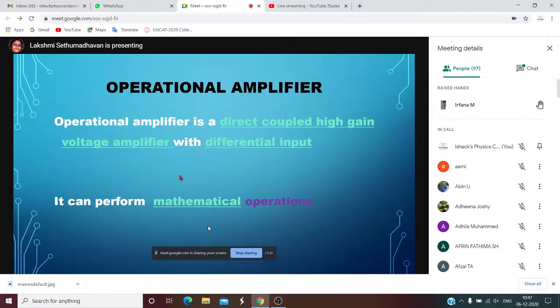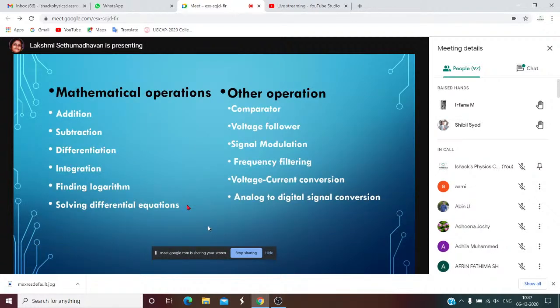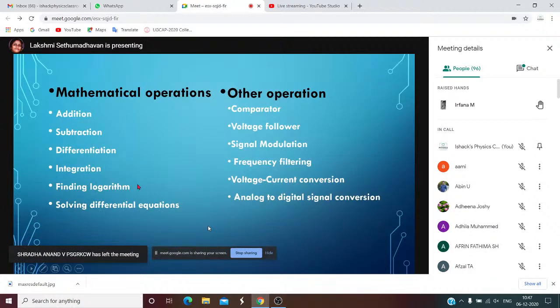Now, why is it called an op-amp, or operational amplifier? It's just because it is capable of doing many mathematical operations like addition, subtraction, differentiation, integration, finding logarithm, solving differential equations, and so on. The other operations I would like to list are comparator, voltage follower, signal modulation, frequency filtering, voltage to current conversion, analog to digital signal conversion, and so on. So you can see how versatile this op-amp is.